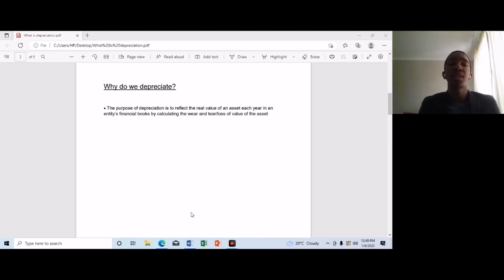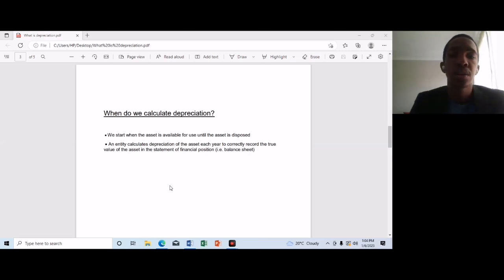So the purpose of depreciation is to reflect the true value of the asset at the end of each year in the asset section in the statement of financial position. This is because we want to reflect the true value and true amounts in our statement of financial position, which includes our assets and our liabilities. So depreciation helps us calculate the loss in value of the asset so we can show the true value of the asset at the end of the financial year.